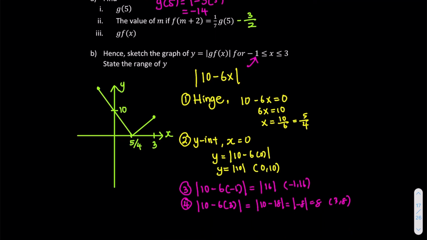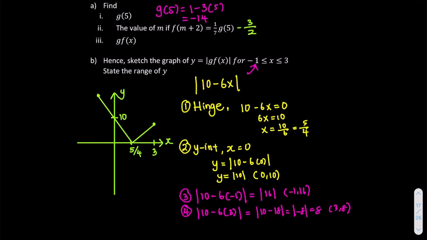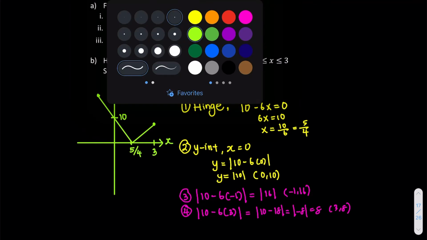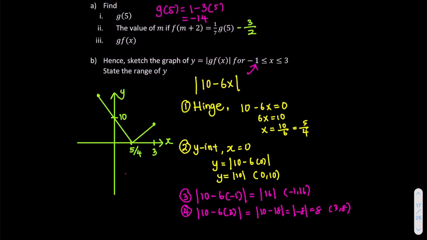So this is how we draw the modulus graph. First, we find the hinge. Then we find the y-intercept, where they pass. Then the most left one is here, which we know is 16, and the one at the most right is 8. They say to set the range of y. Range means the y values. So we know the minimum is eventually 0, and the maximum is eventually here. So the maximum is 16.